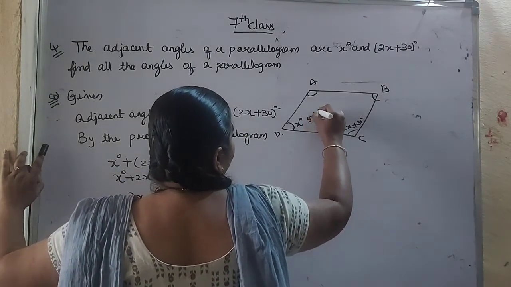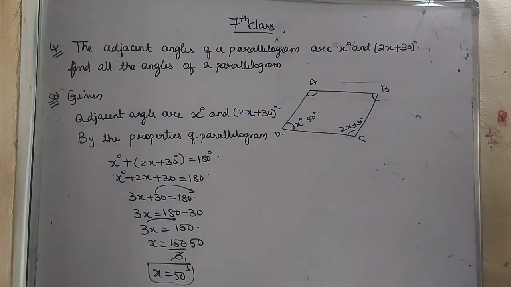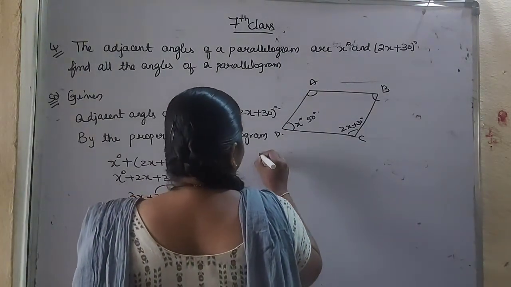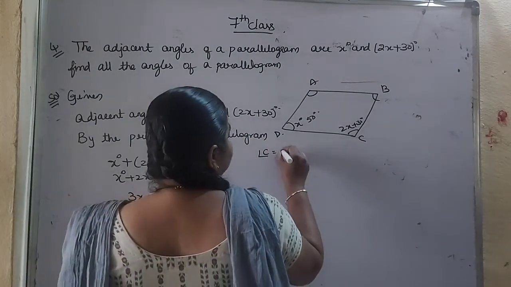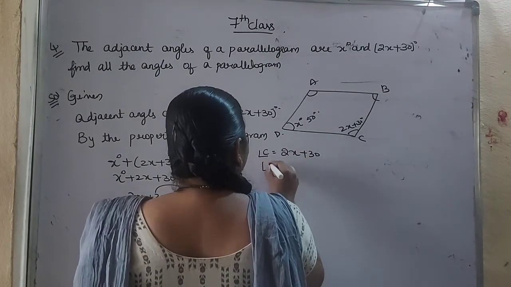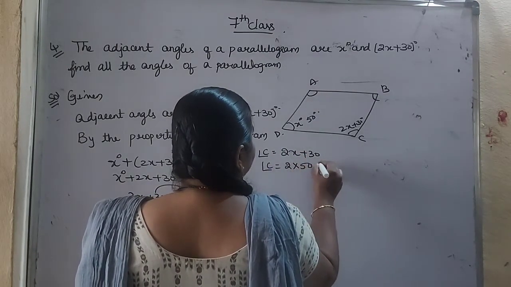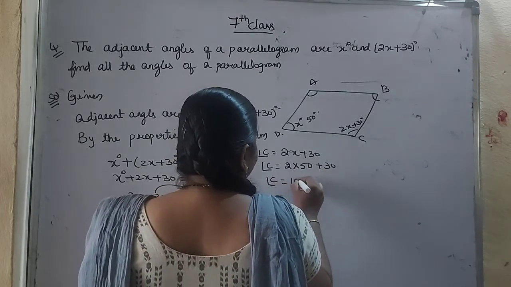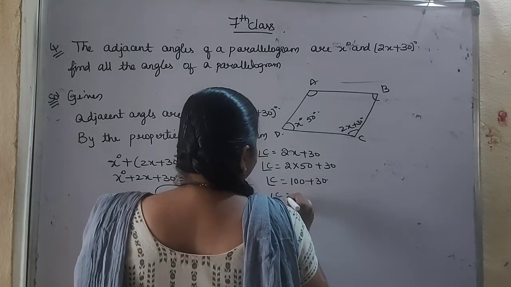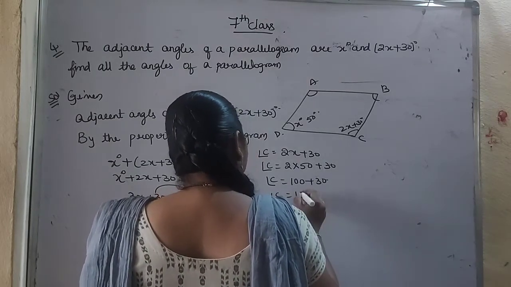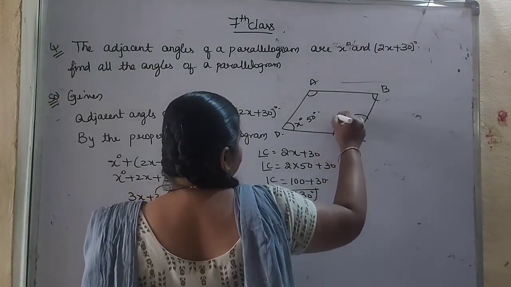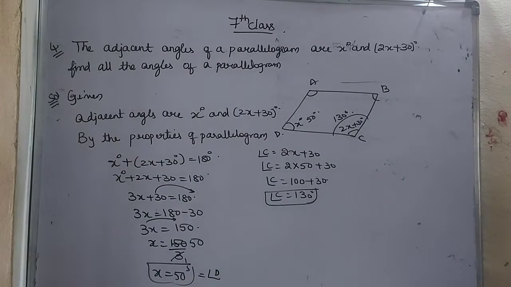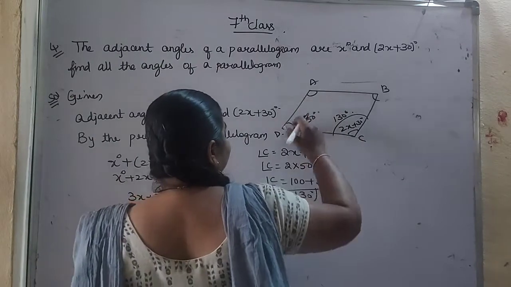So this angle we got as 50 degrees. Now the other angle is 2x plus 30. So for the second angle, what is angle C here? This is angle C, this will be angle D. Angle C is 2x plus 30. So angle C is equal to 2 into 50 plus 30. So angle C will be 100 plus 30, that will be equal to how much? 130 degrees. So here angle C we got as 130. This full angle will be equal to 130 degrees.